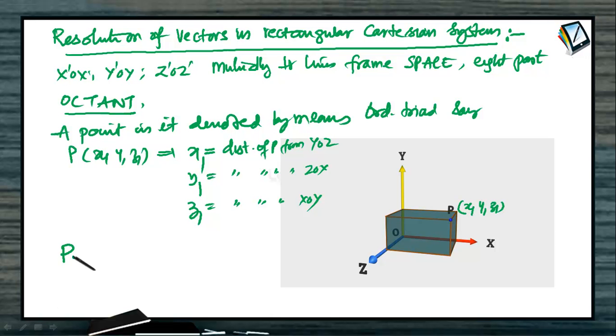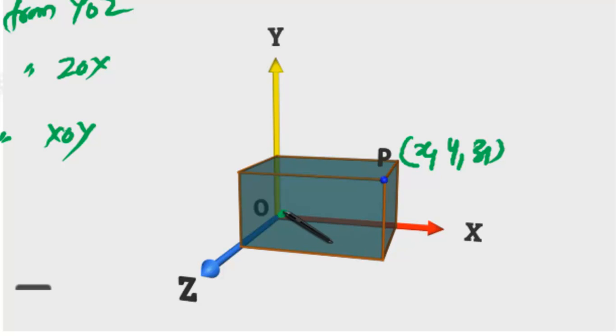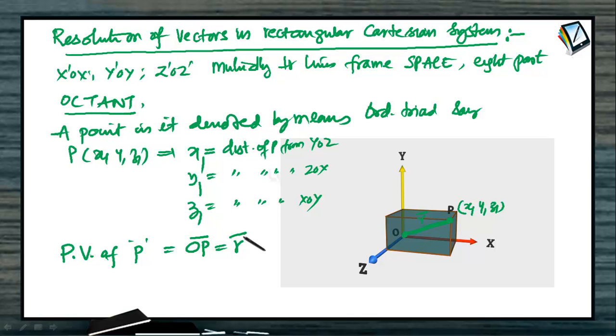But just now we had the position vector of point P, which is given as OP bar. When the origin is joined to this point P, it is like a connection, a thread-like structure, and this is usually denoted by the vector R bar, which gives you the general vector OP bar.